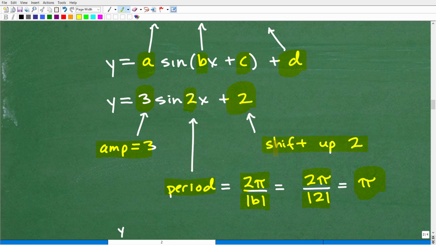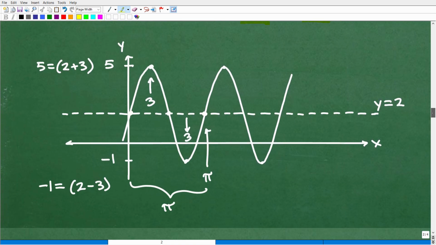All right, so we have the basic sine value. Its amplitude is going to be increased to 3. Its period is going to be decreased from 2 pi to pi. And then we're going to shift that thing up 2. So how do you do this? Well, stylistically, there's different ways.